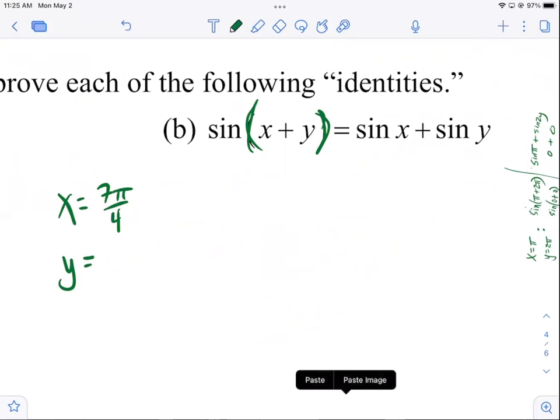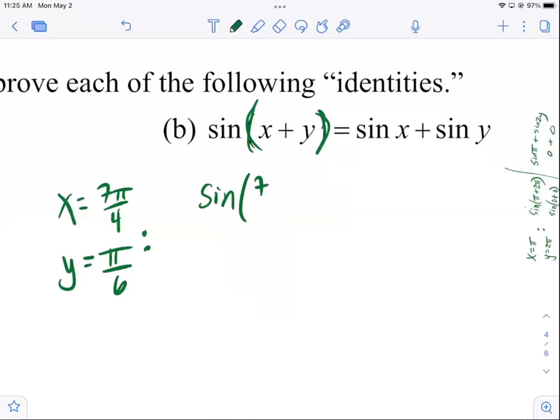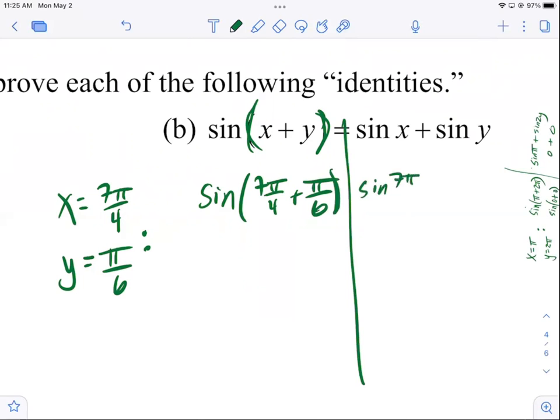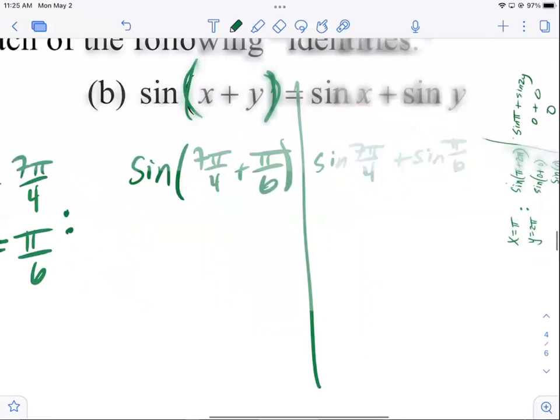Don't choose another pi fourths angle. Choose a pi 6. Good. Let's just do pi 6. So let's try it now. We get sine of 7 pi fourths plus pi 6. And then we draw the line down the middle, and that's sine of 7 pi fourths plus sine of pi 6. Okay. Now this is going to be fun over here.